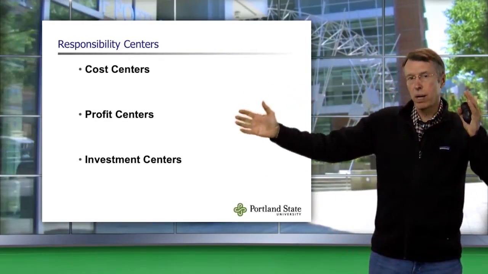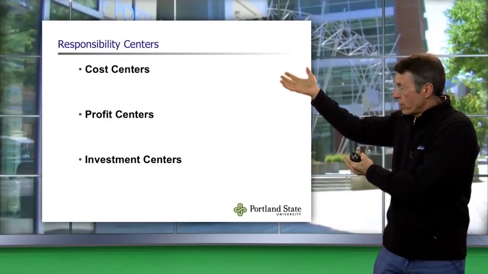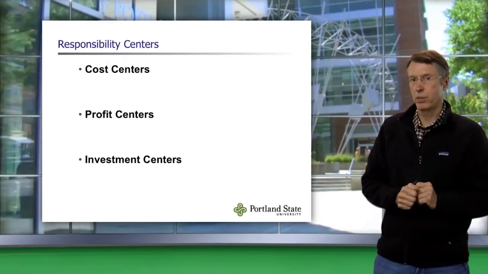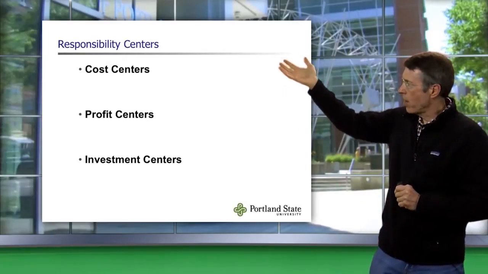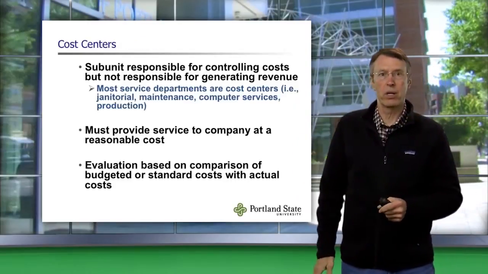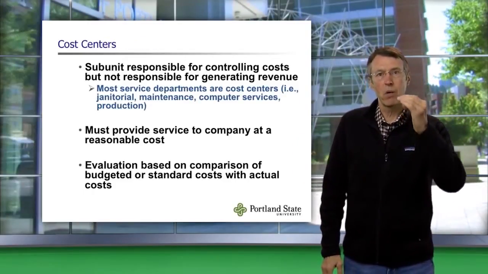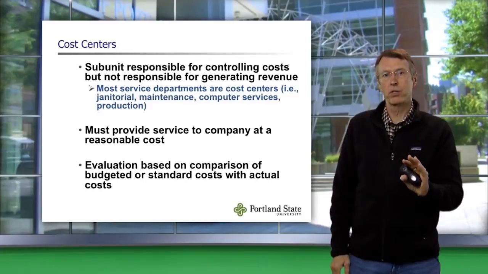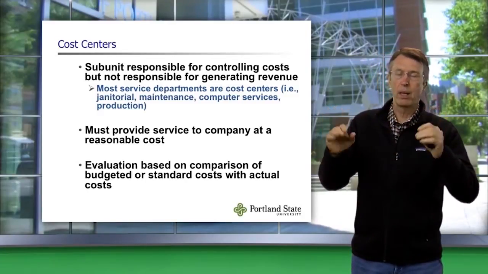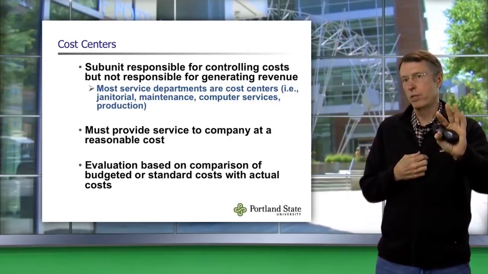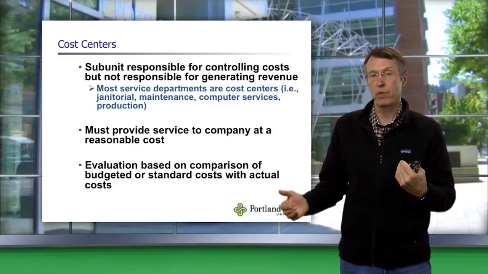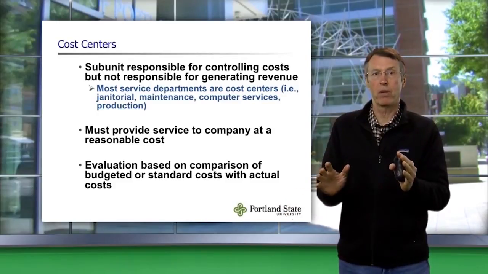When we construct a decentralized organization, we really see there are three different types of responsibility centers. And they're almost layered one onto the other. First of all, we start with cost centers. These subunits are responsible for controlling costs, but not revenue. We have a lot of service departments. In fact, many of us either do or have worked at some time in our career for a service department.